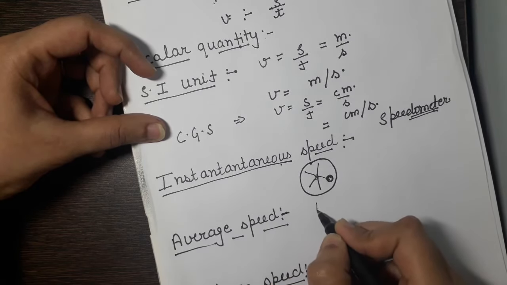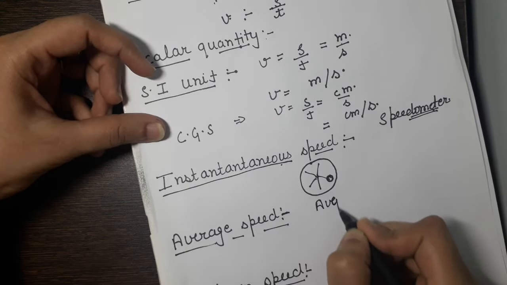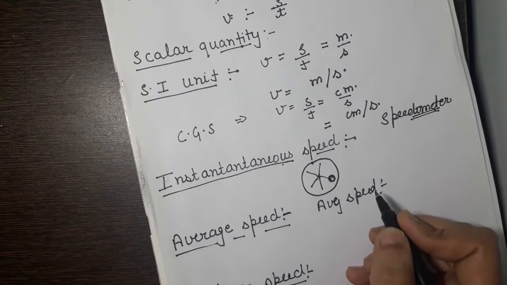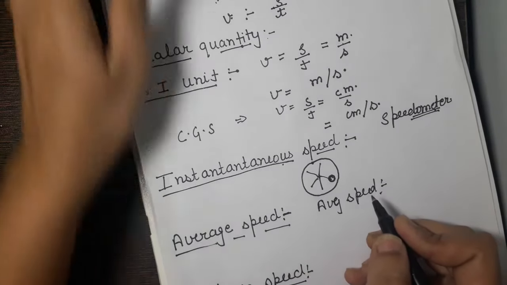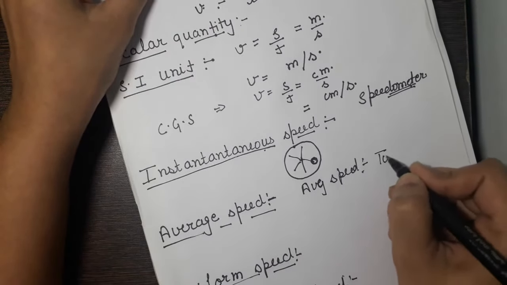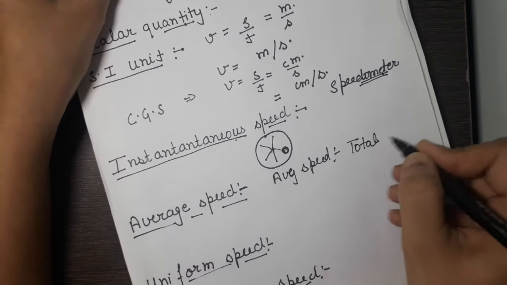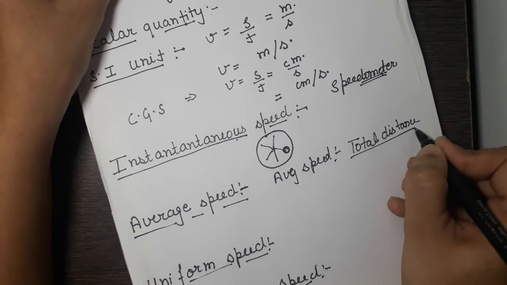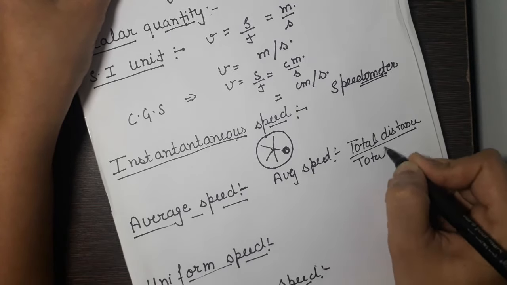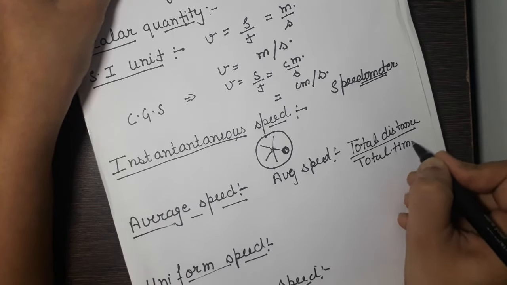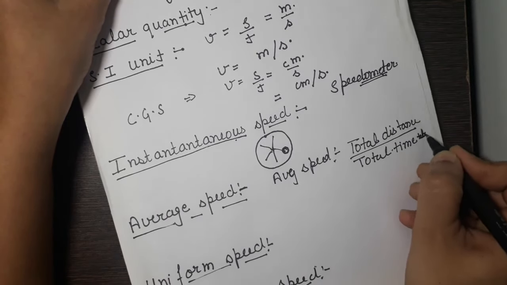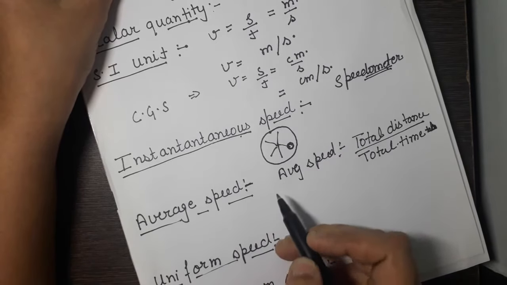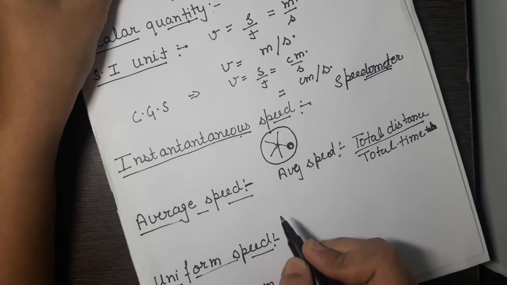Next, average speed. The formula of average speed is total distance traveled divided by total time taken. Because we know speed does not remain constant for a long duration of time.